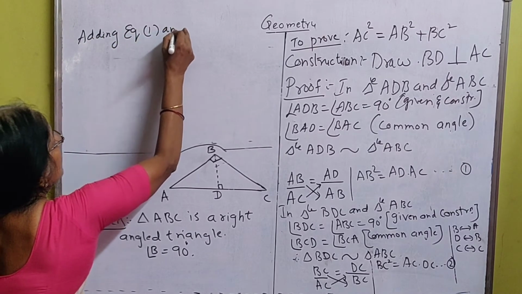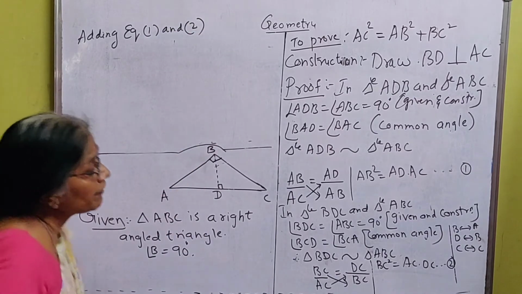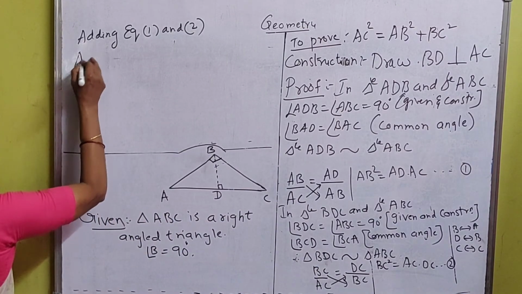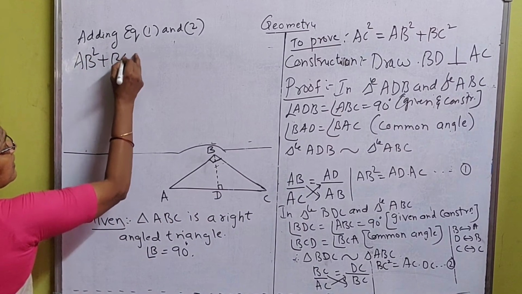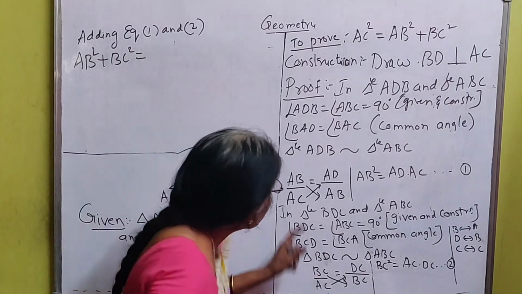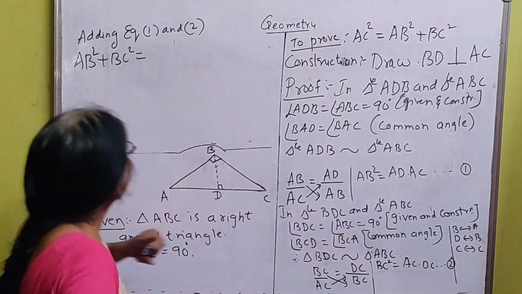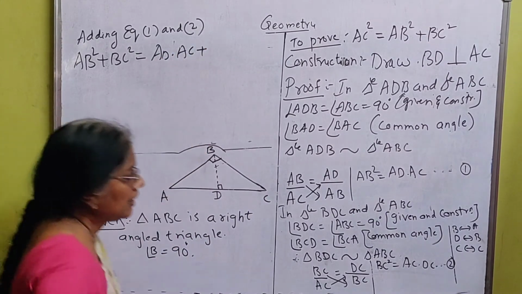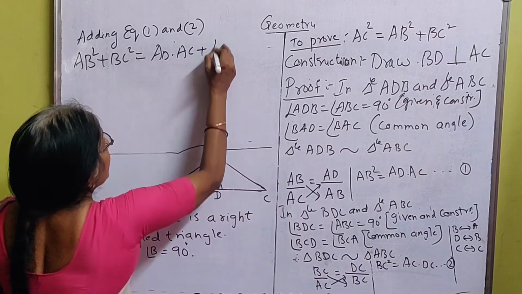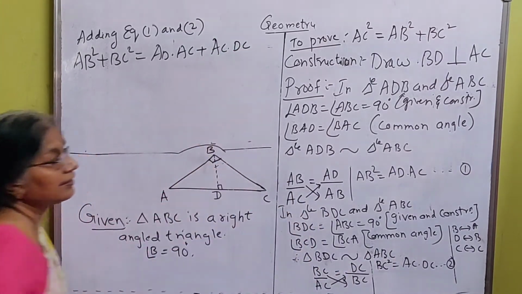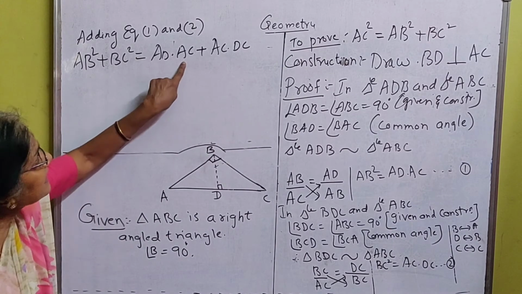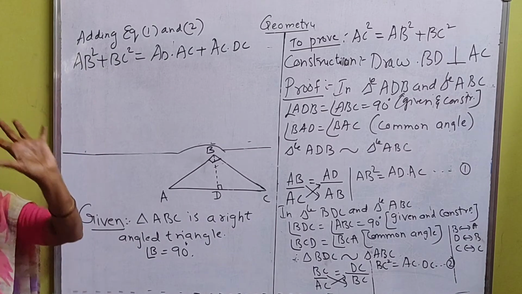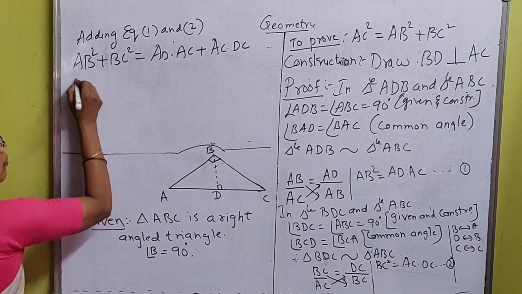equation 1 and 2. So what you will get is AB square plus BC square. So you add the left hand side first. So AB square plus BC square is equal to, what is AB square given as? AD into AC. So I will take it as AD into AC plus, what is second over here given? AC into DC. Now can you see over here? AC is there, AC is there. So on left hand side I can take out AC common. Right hand side will remain as it is. There is no change on right hand side. So what I will get?